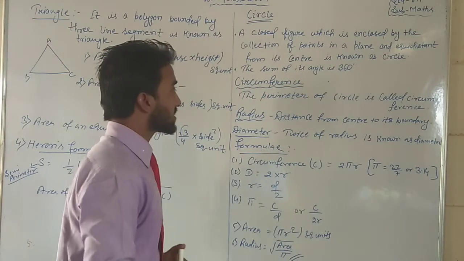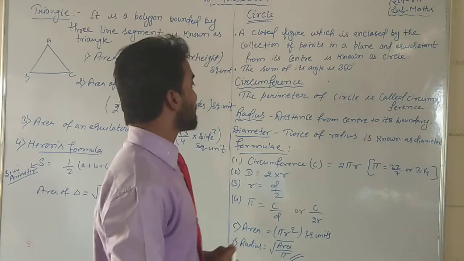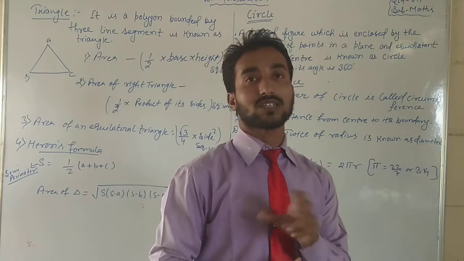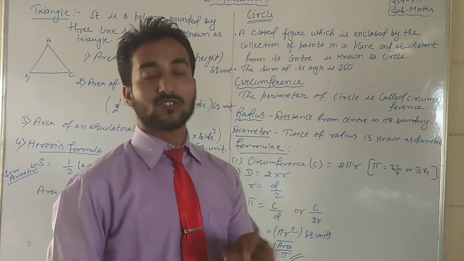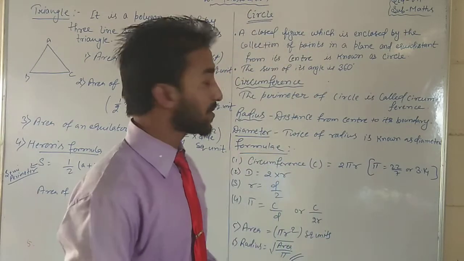Okay, radius. If I talk about radius, what is radius? The distance from its center to its boundary. Okay, students, what is diameter? Diameter is just twice the radius. Twice the radius is called diameter.